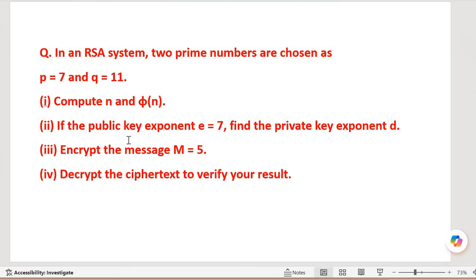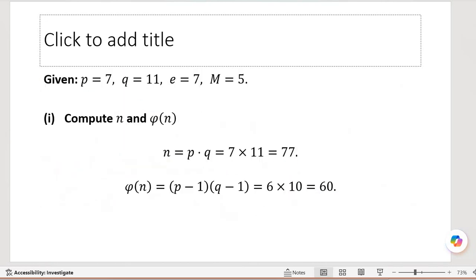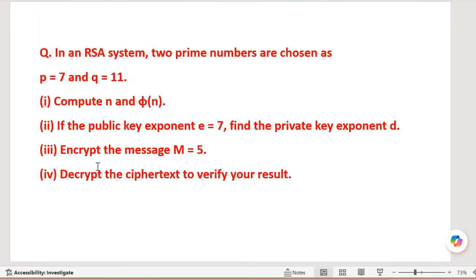So I will be sharing this complete PPT. You can first try all those things with the same question. Then I have added one more question where P is 11, Q is 30, and E is 7. So you can try this example with all these steps. But this question stepwise is also there in your PPT. So I will be sharing this PPT with all of you.